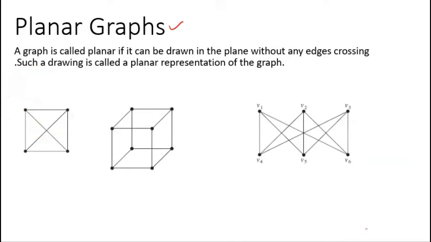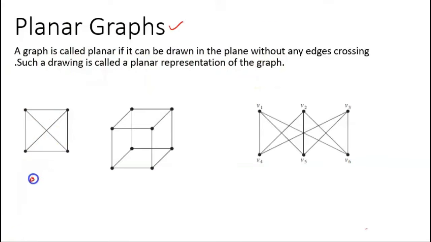So ladies and gentlemen, if you look at this graph, we are going to draw its planar representation. But before that, let us look at the definition. A graph is called planar if it can be drawn in the plane without any edge crossing. It means what? Understand it through this example. And such a drawing is called a planar representation of the graph.